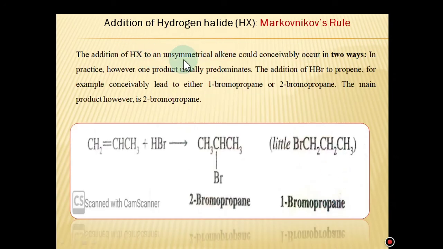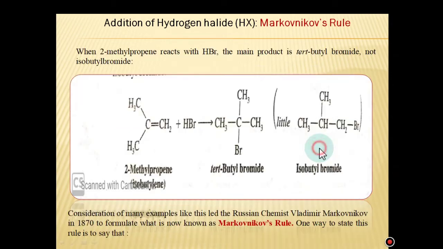The addition of HX to an unsymmetrical alkene could conceivably occur in two ways. In practice, however, one product usually predominates. For example, the addition of HBr to propene: here you can see this is propene, reacting with HBr. This HBr can add at the double bond in two ways, forming 2-bromopropane as well as 1-bromopropane. But actually, in practice, 2-bromopropane is the dominating compound and only a negligible amount of 1-bromopropane is formed.